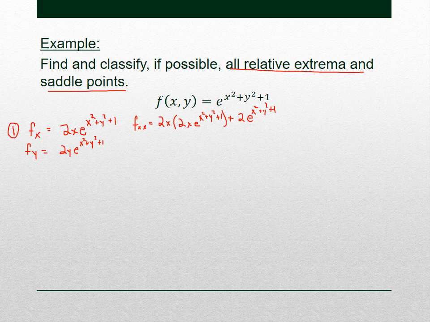If you want to, you can combine this 2x times 2x. That would be 4x squared out in front of that thing. You guys can write that like that if you'd wish.